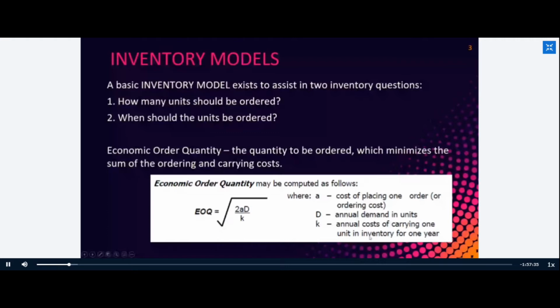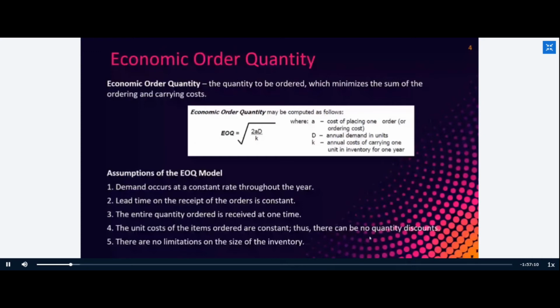So basically, in EOQ, we're determining the quantity that we need to order, which minimizes ordering and carrying cost. Of course, when you place an order, there is already a cost, and also to handle or to carry those inventory. So later on, we'll apply EOQ in a problem so that we'll be able to fully understand the concept. But let's first discuss, what are the assumptions of the EOQ model?